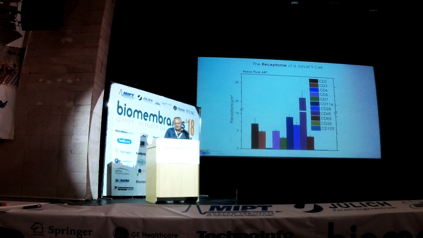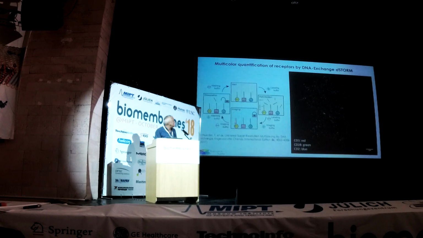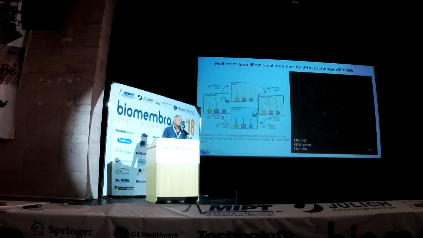If you are still interested in doing multicolor experiments, you are of course restricted by this problem that different dyes deliver different numbers. But there is a way out of this problem, which has been introduced by Ralf Jungmann's group at the Max Planck Institute in Munich, which is called DNA exchange STORM. So instead of attaching a dye to the antibody, you attach a short oligonucleotide to the antibody. So you use 3 antibodies, attach 3 different oligonucleotides.